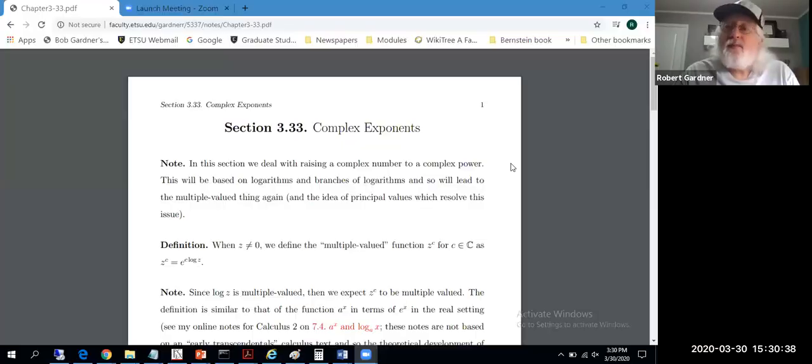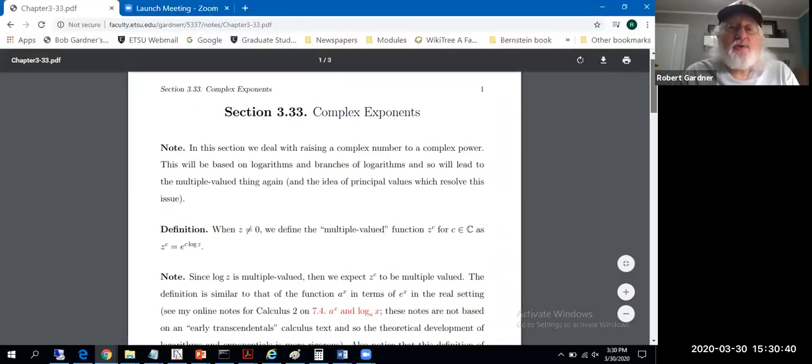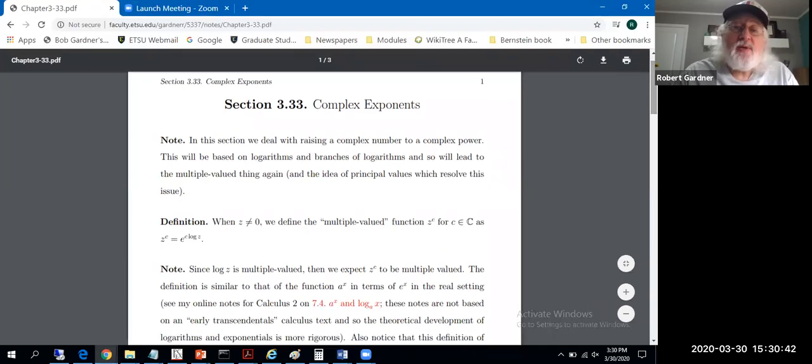Let's address complex exponents. Okay, to the notes for section 3.33, complex exponents. And we're kind of motivated by the way things behave in the real setting.